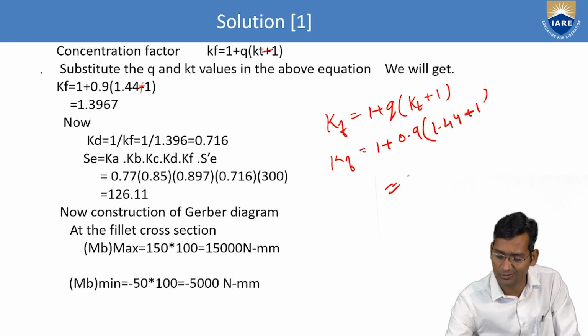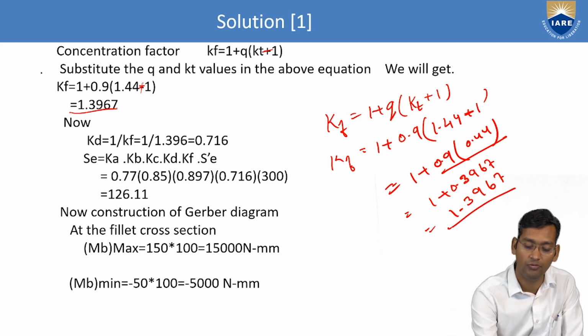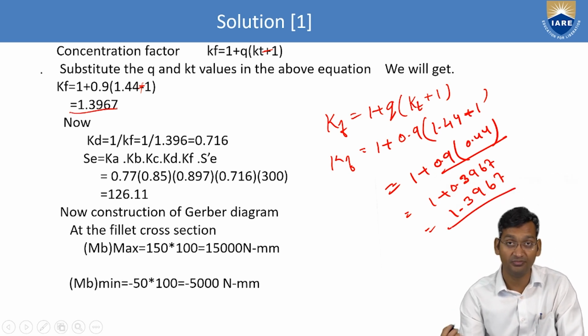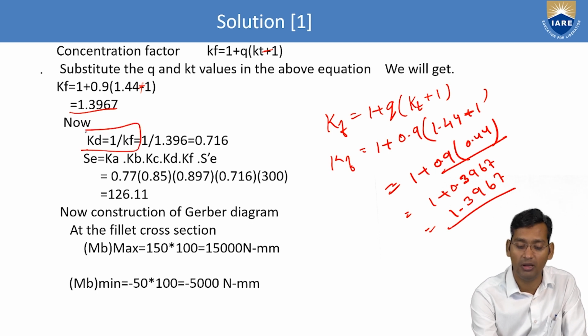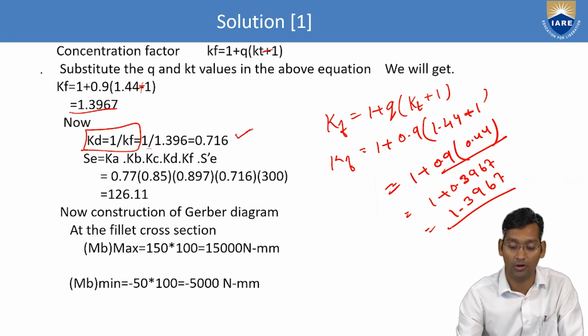Just see here. After this, what will we get? 1 plus 0.9 into (1.44 minus 1), so 0.44. So this term will get multiplied. So 0.9 into 0.44, if you multiply, you will get 0.3967. After adding 1, 1.3967, that is here. So now we have Kf. Now Kd is 1 by Kf. So 1 by 1.3967 will give you 0.716.